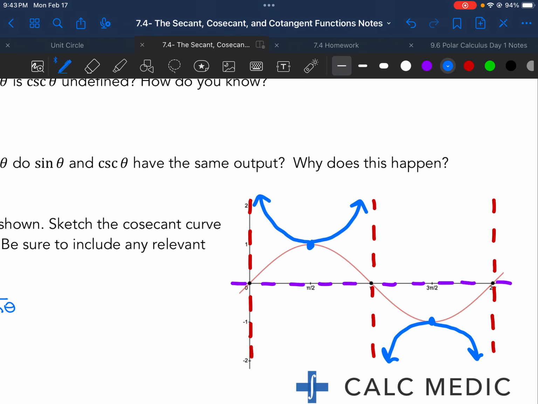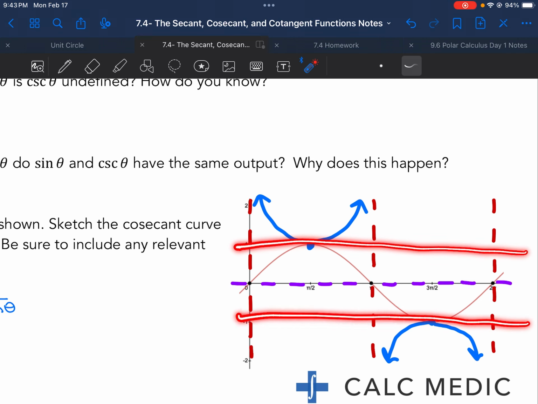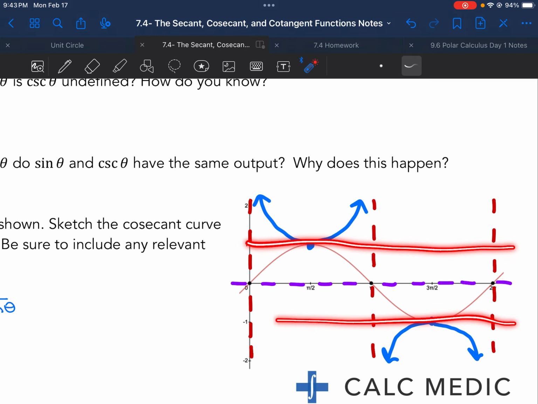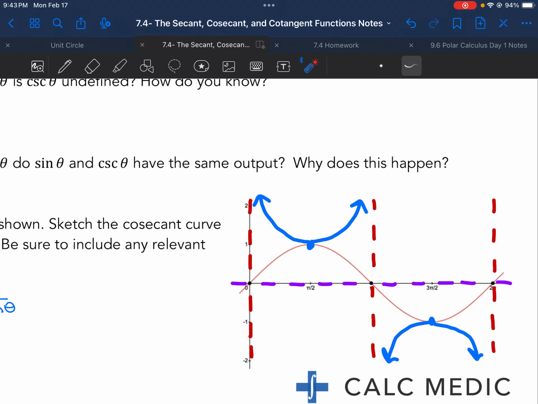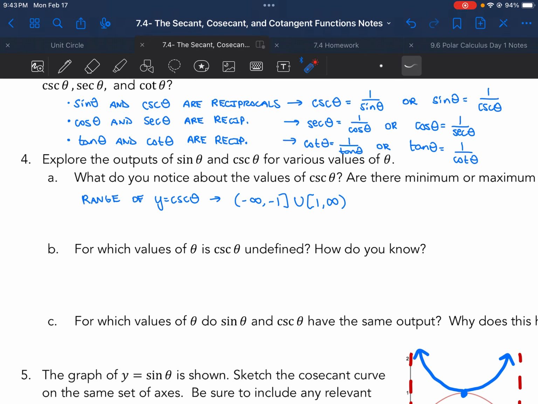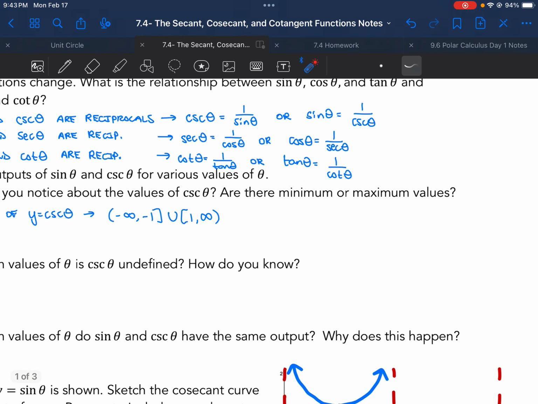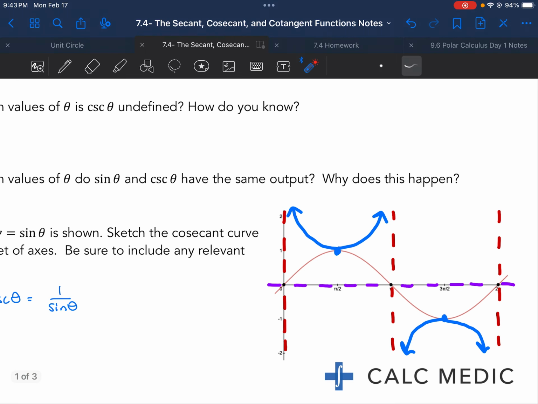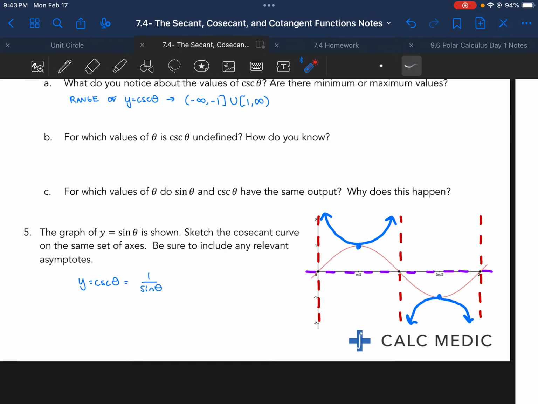So cosecant of theta does not have any output values from -1 to 1, which is where all of the output values for sine of theta were. Very cool relationship between cosecant of theta and sine of theta. Are there minimum or maximum values? No, because the graph continues to go up forever. The graph continues to go down forever. There are no lowest or highest values.